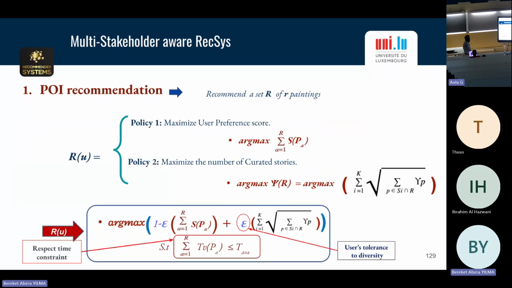We asked earlier the user, how likely are you interested to visit popular paintings? And then you can normalize that and use it as a user profile hyperparameter. The first half of the objective function is maximizing the utility towards the user. And the second half is optimizing the utility for the curators. And it's still subject to some time constraints. So the visiting time should not exceed the available time of the visitor.